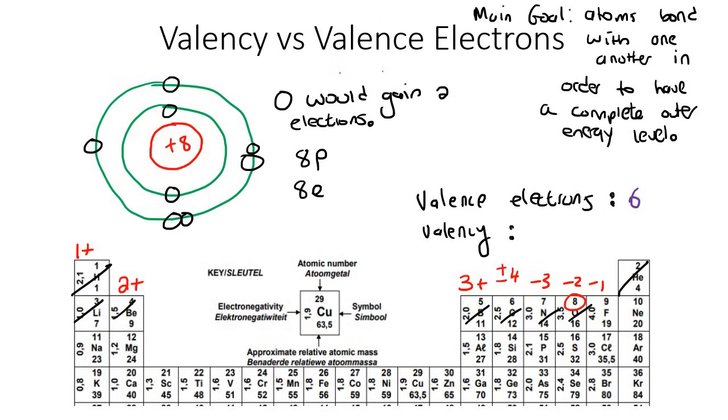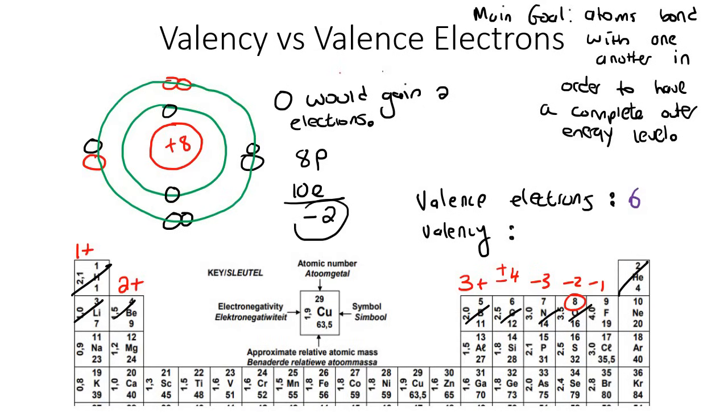So that's 8 pluses and 8 negatives. But if it gains 2 electrons, then it's going to have 10 electrons, and then the overall charge would become negative 2 because it gained 2 negative electrons, and so now its overall charge is negative 2. And that is the valency, you see? So the valency would be negative 2.